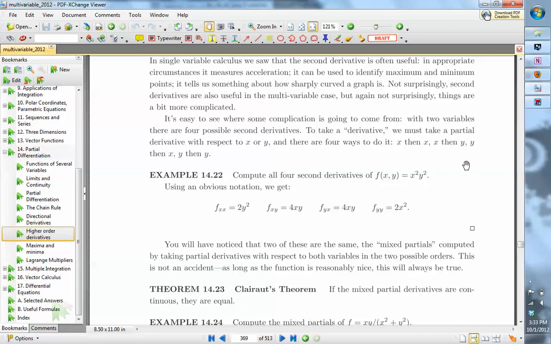For example, f sub xx. You start with the function, you take the partial with respect to x. Whatever comes out of that, take the partial with respect to x. You've got f sub xx, the second partial of f with respect to x. These mixed partials, again, we talked about those. Take the derivative with respect to x and then with respect to y, or the derivative with respect to y and then with respect to x. And then there's finally f sub yy. So for example, this function f nominally has 4 second derivatives: xx, xy, yx, yy.